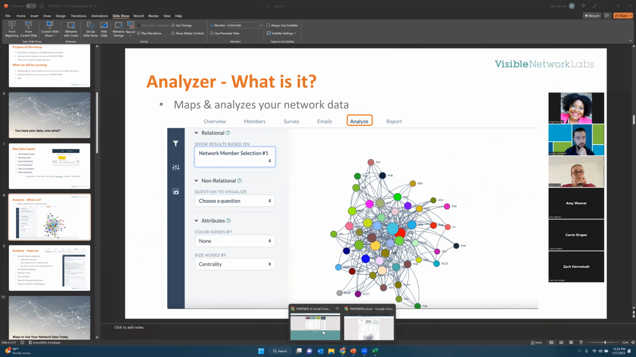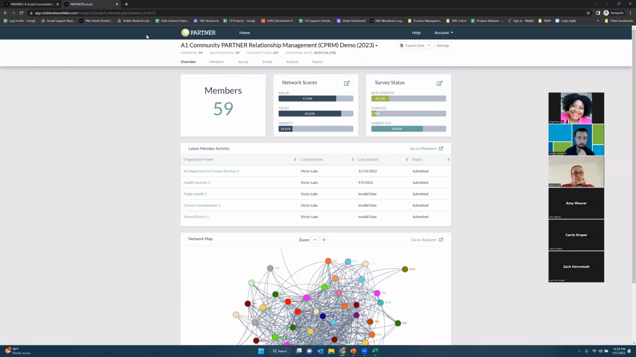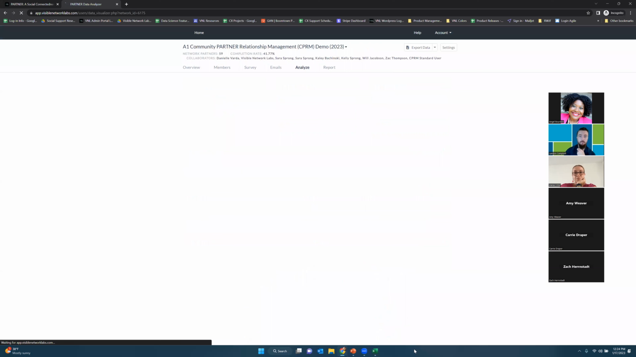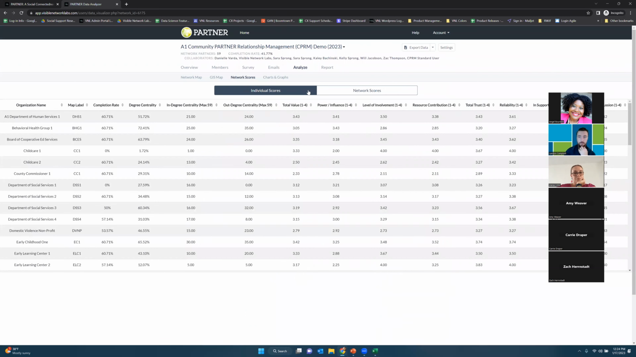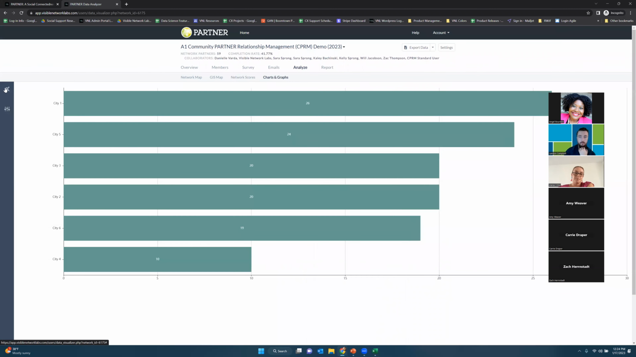In the analyzer, as I mentioned, you can get to it by either going to this analyze button or straight from the overview screen, you can click this and it will also take you to your analyzer. This is where all that data in the spreadsheet lives online. So you can do most of the same things. You're not quite able to do some cross tabs or some of those other advanced measures, but you're able to view that relational data with network maps. You can also view that non-relational data within your network maps. We also have charts and graphs here.